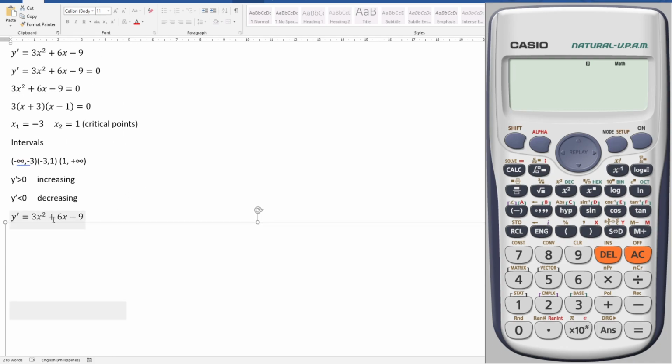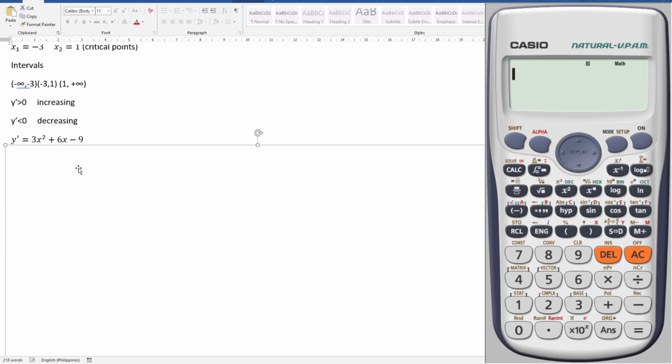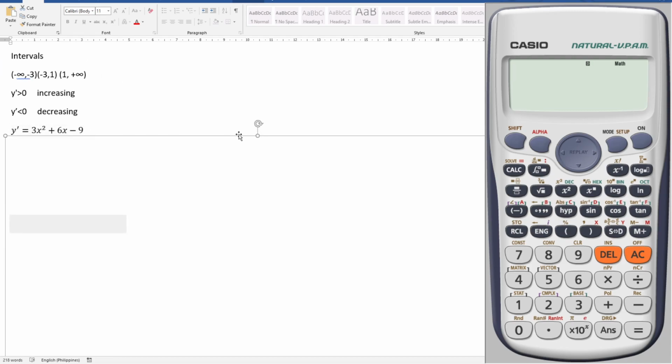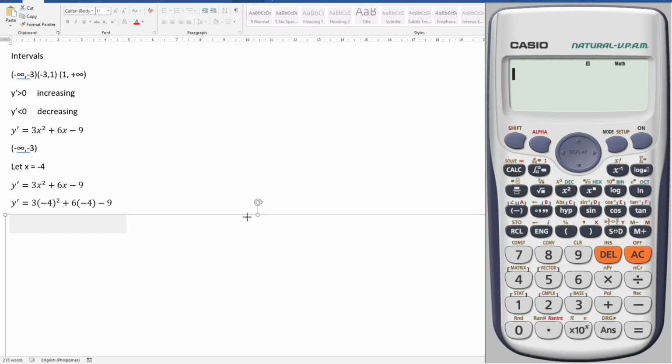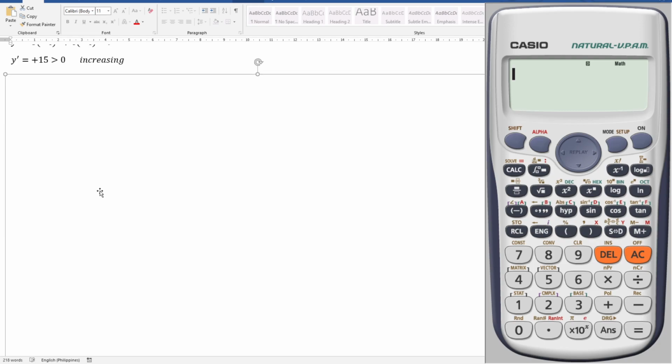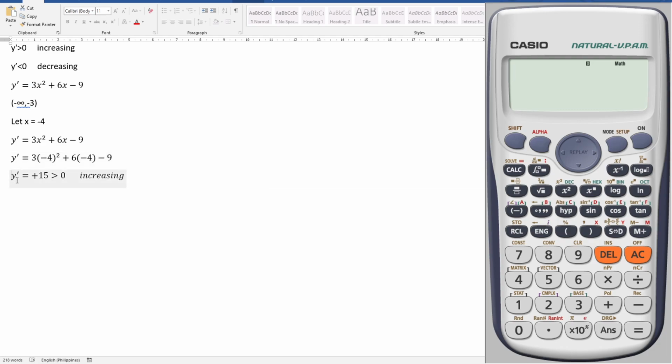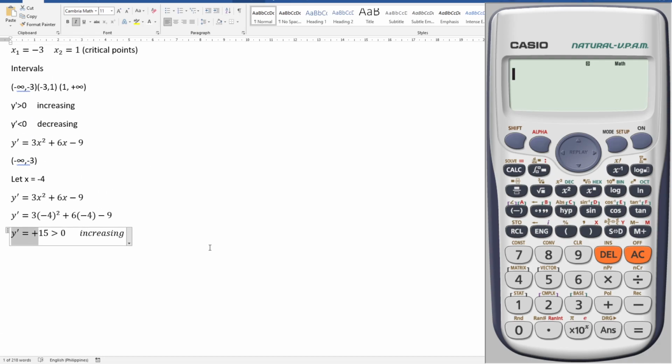Okay? Since we are now using our first derivative test, we have our first derivative as this. The first interval is negative infinity to negative 3. We choose any value within that interval, say x equals negative 4. Substitute negative 4 into the first derivative. Our y prime is equal to positive 15, which is much greater than 0. Therefore, our function is increasing in this interval.